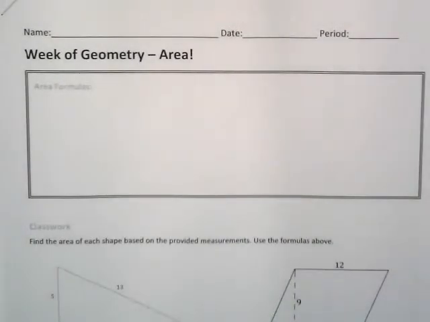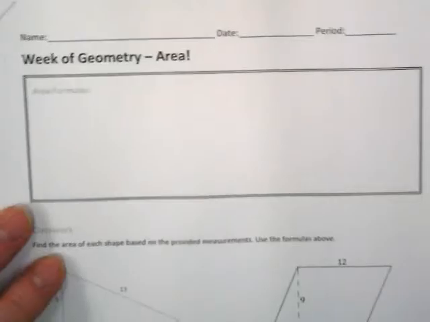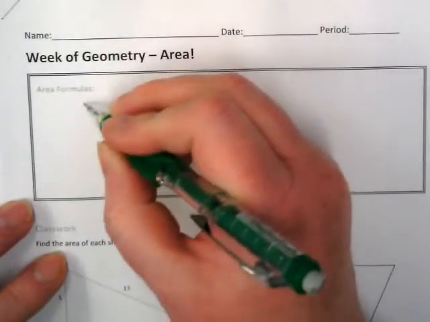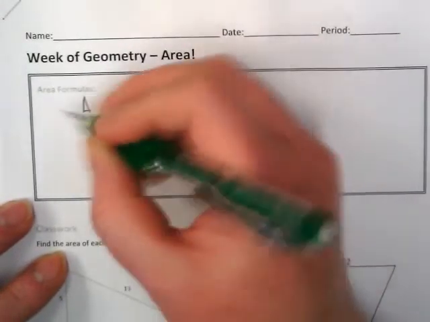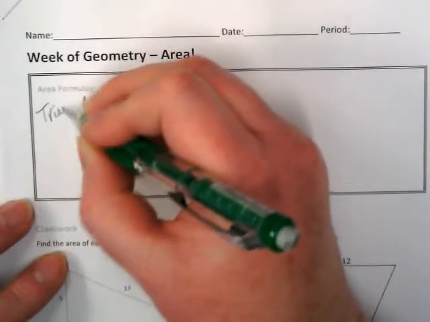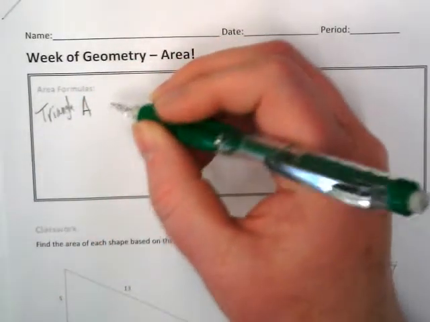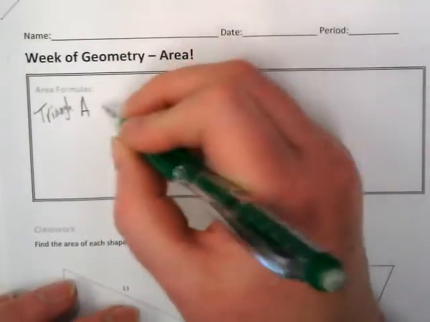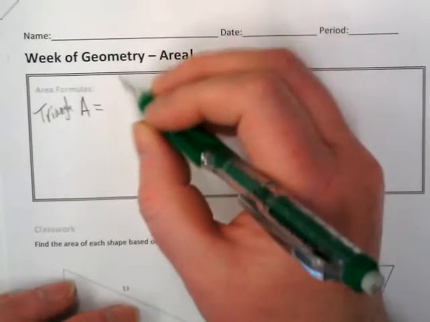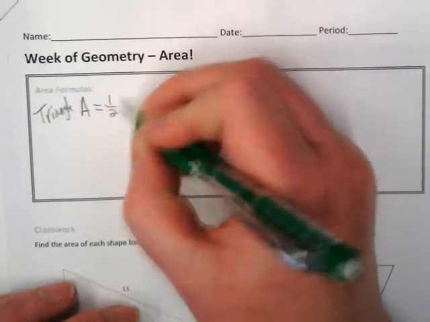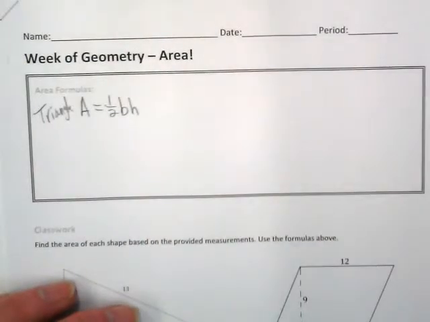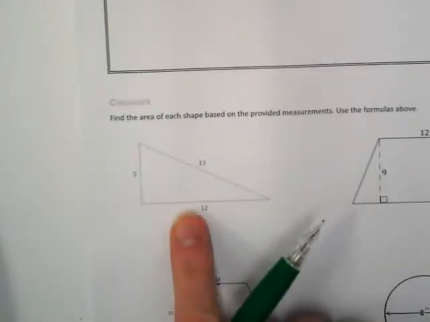Okay, today we're reviewing area. Some formulas I want you to write down is how to find the area of a triangle. A triangle is half the base times the height. So that's the formula we will use in just a moment to work on this one here.